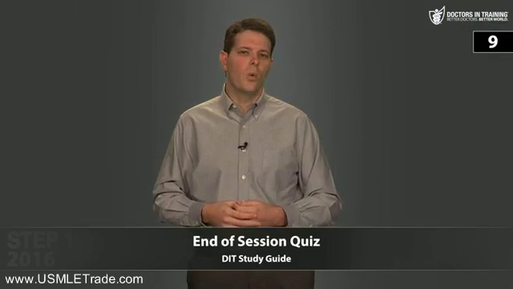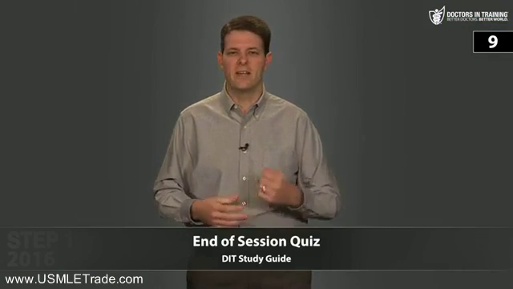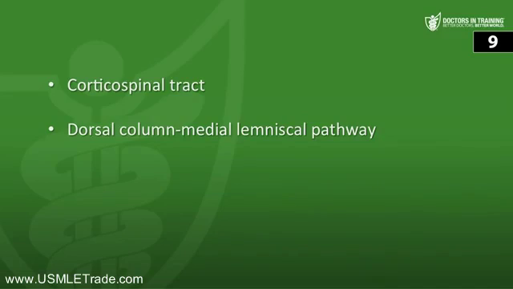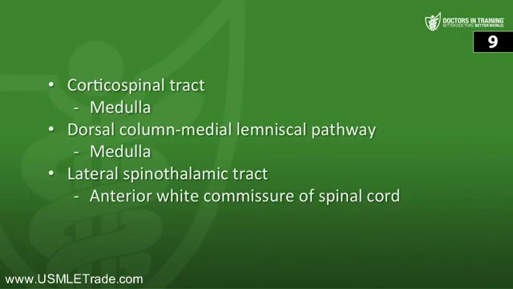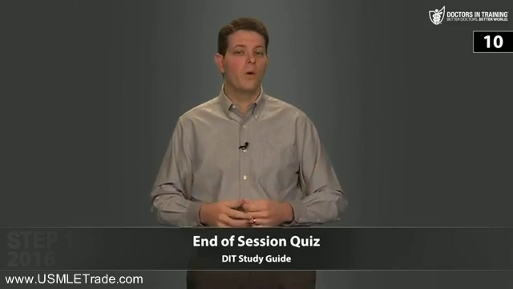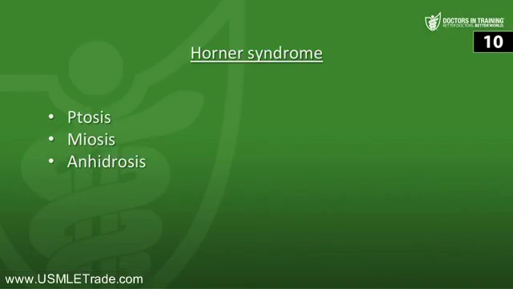The next question, where does each of the following spinal tracts decussate? The first two, the corticospinal tract and the dorsal column medial lemniscal pathway, decussate in the medulla, and the lateral spinothalamic tract decussates in the anterior white commissure of the spinal cord, which is 2 or 3 spinal levels above where it entered the cord. And our last question, what's the triad of Horner syndrome? You've got to remember this one: ptosis, miosis, and anhidrosis.